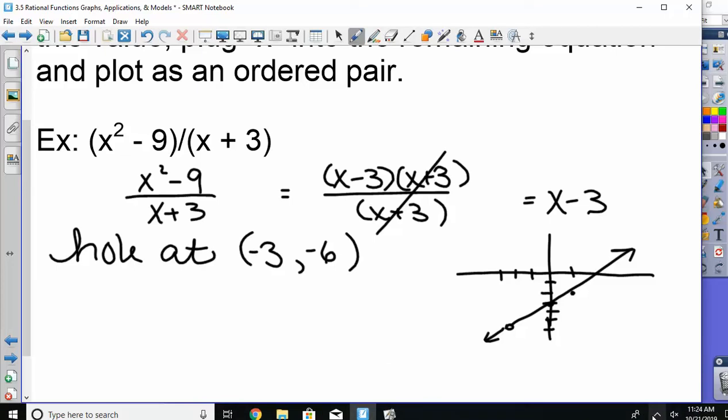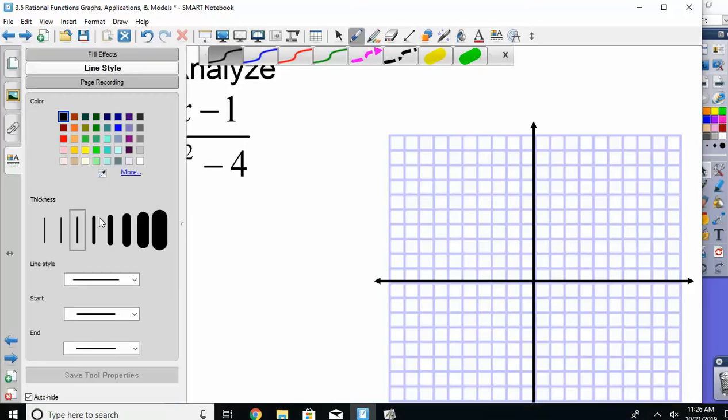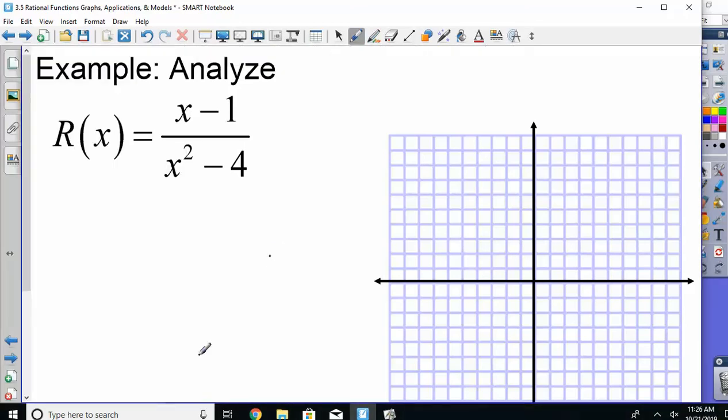Next I want to talk about the graphs themselves, and I do have a handout for you for that. So we may skip around on this handout a bit. I want to graph this function, x minus 1 over x squared minus 4. So step 1 is factor, top and bottom. So the top doesn't factor. X squared minus 4, how does that factor?